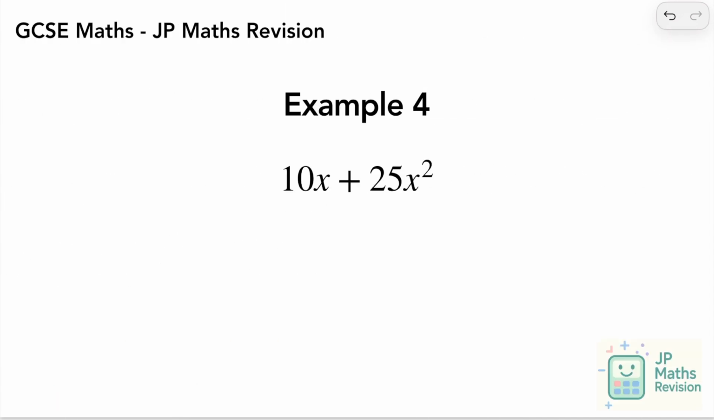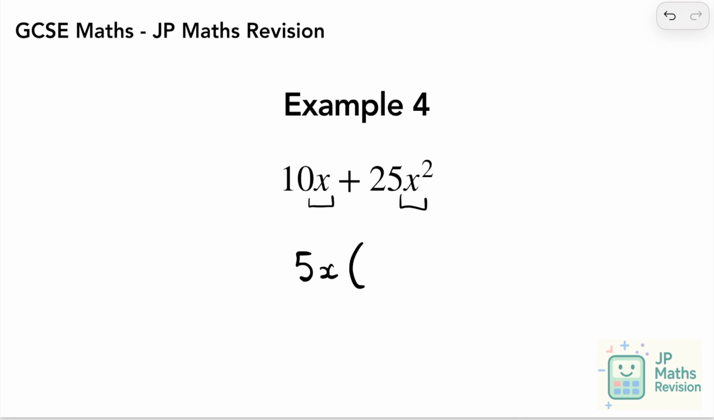So example 4, we have 10x plus 25x squared. So we need to think of something that goes into both 10x and 25x squared. Now the number 5 goes into 10 and it also goes into 25. But 5 isn't the only thing that goes into both of these terms. So you can see that both of these terms have an x in them. So we don't put 5, we put 5x outside the bracket.